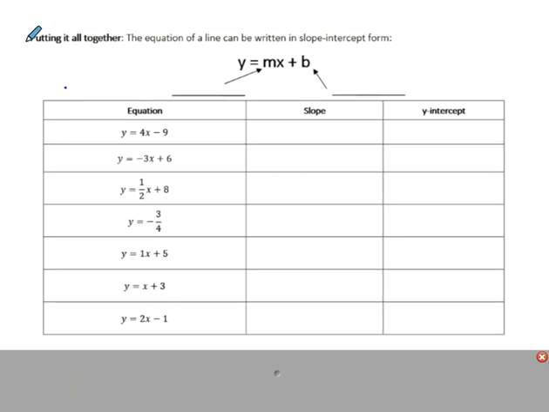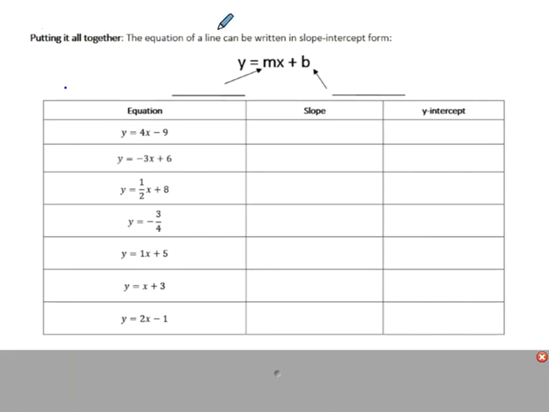All right, guys, so we're going to go ahead and put it all together. You've already learned what the slope is, and you've already learned what the y-intercept is. So what we're going to do is use a common equation that all of the equations you've looked at today are already in, and isolate what that m and that b is and where they are in the equation.